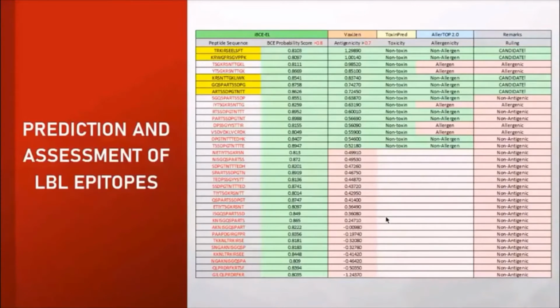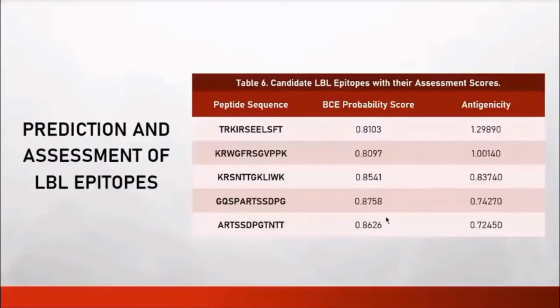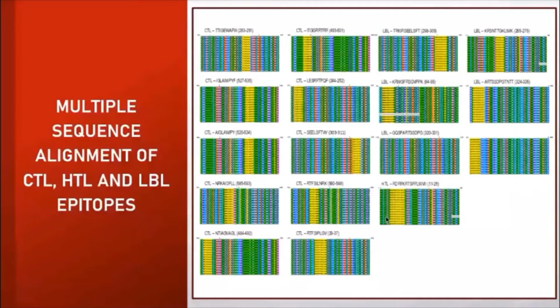For LBL epitopes, I was able to predict 174 epitopes, but after filtering, I was only left with 5 candidate LBL epitopes. After that is multiple sequence alignment. The figures on display here are the results of the multiple sequence alignment viewed with the MView server. Very minimal mutations were identified, and the epitopes of my study were highlighted in yellow, as you can see on the screen.